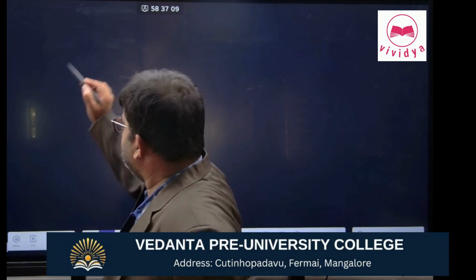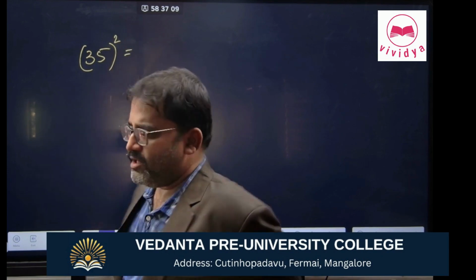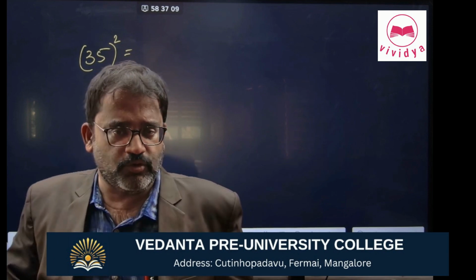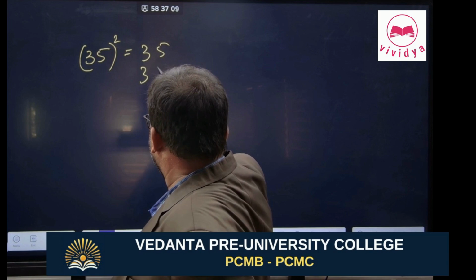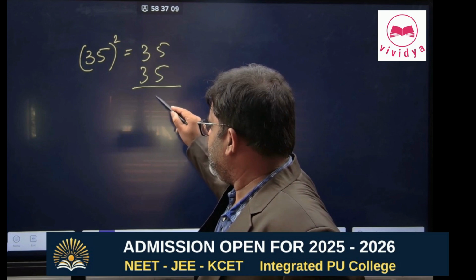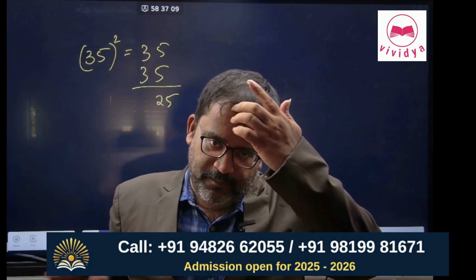Let me say, dear friends, I need to take the square of 35. So what will I be doing now? I will be writing 35 one above the other as shown. Here, the first step that you are going to follow is 5 times 5, that gives us 25. That will form the last two digits of the product.